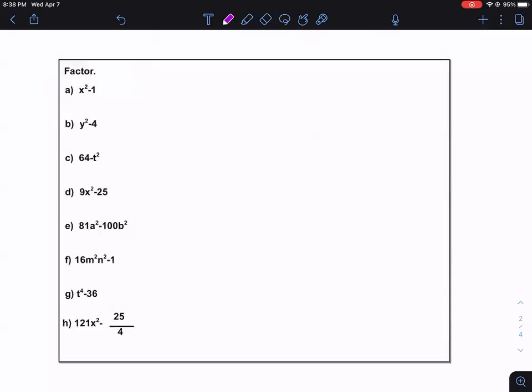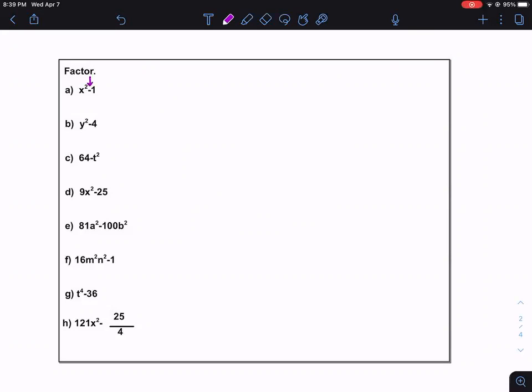Now, I know that might sound like a lot, so let me demonstrate how this works for you with these examples, and then you guys will have an opportunity to try. How many are here? 2, 4, 6, 8. I'm going to do 4 of them, and then I'm going to let you guys finish the rest of them. So let me start with A.